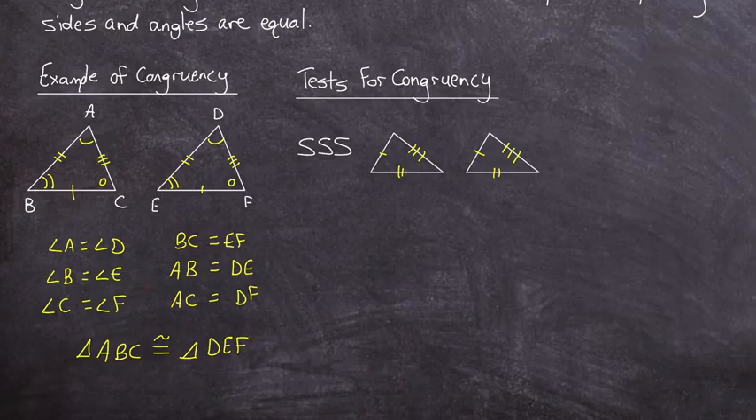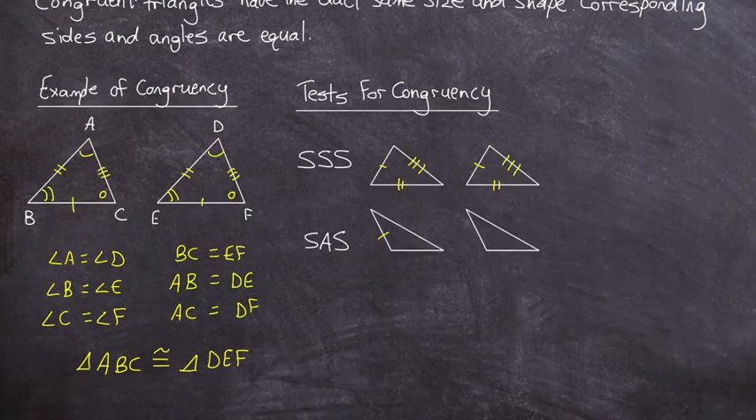Another way we can tell if two triangles are congruent is the side-angle-side test for congruency. And that tells us if we have two triangles where we know there are two pairs of equivalent sides, so if those sides are equal to each other and these bottom two sides are equal to each other, and if we know the angle contained between those two equivalent sides are equal to each other, so if this angle and this angle are equal to each other, that's enough to prove that those two triangles are congruent.